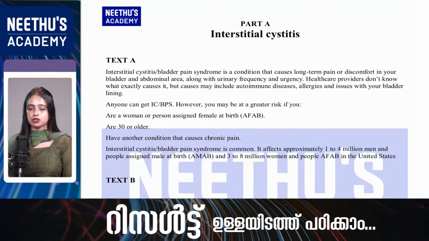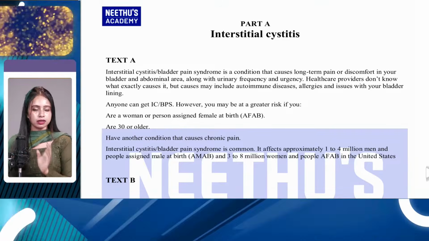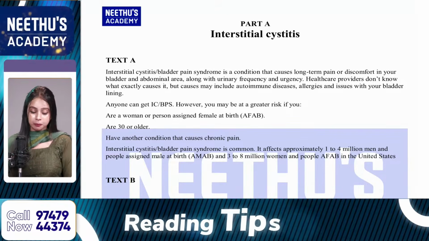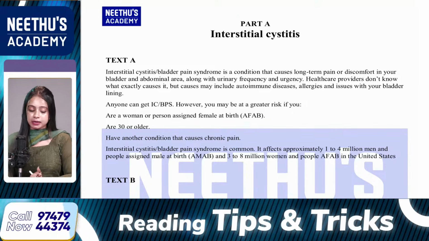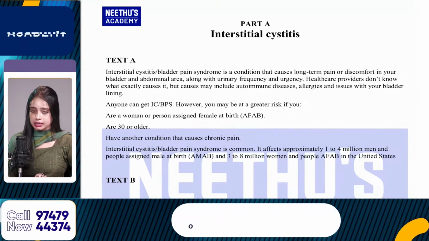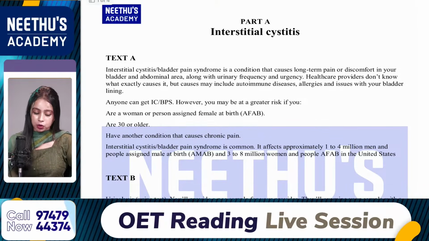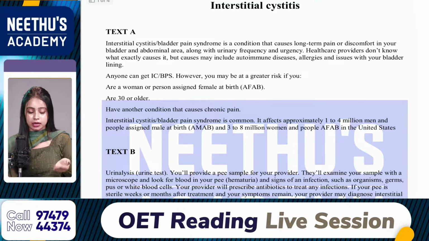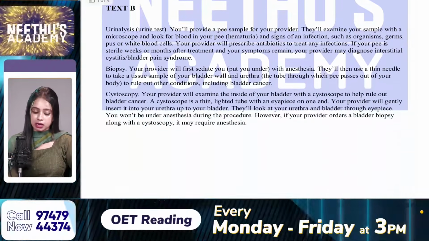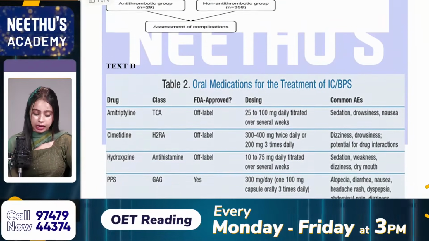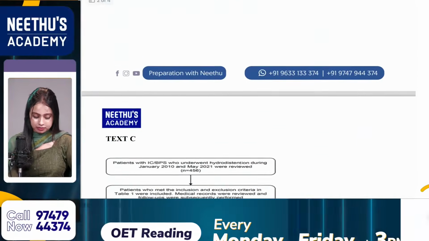Now let's look into the strategy, the time, the questions, everything in detail. So here is the material, interstitial cystitis. We have 4 different texts in part A, that is text A, text B, text C and text D.